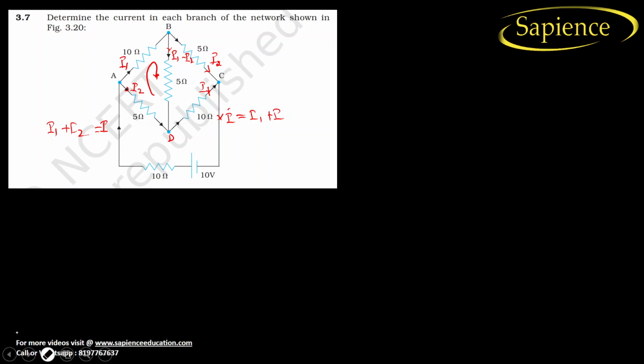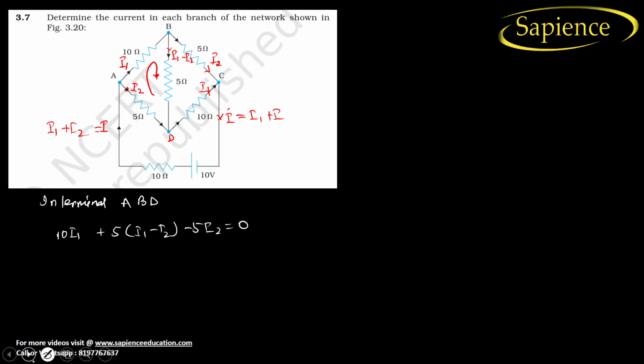So here we can say that in terminal A, B, D, let's solve it. So this will be how much? So this will be 10I1 plus 5(I1 minus I2) minus 5I2 is equal to 0.